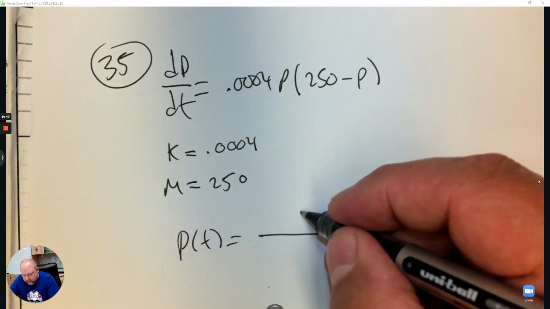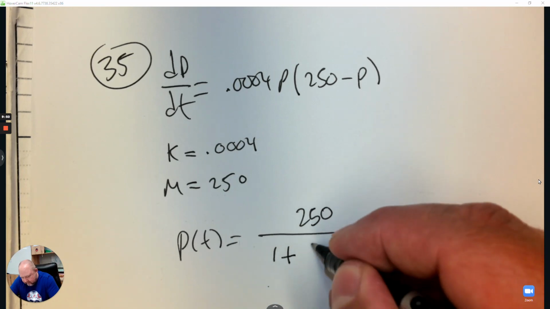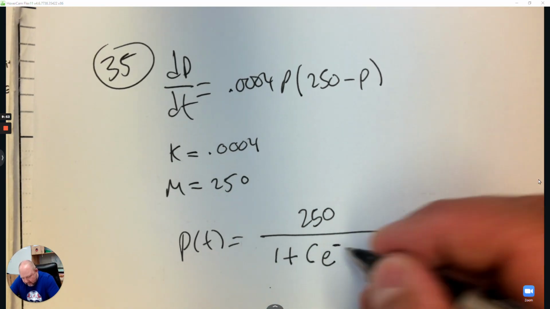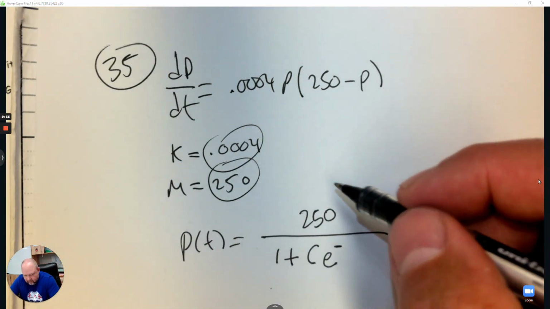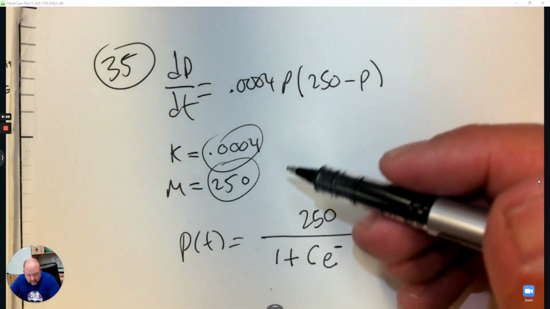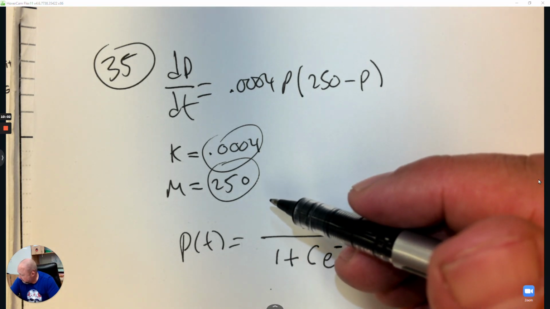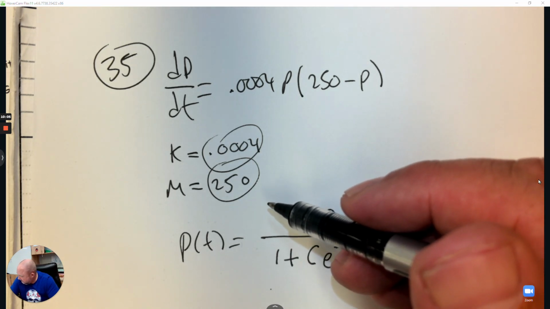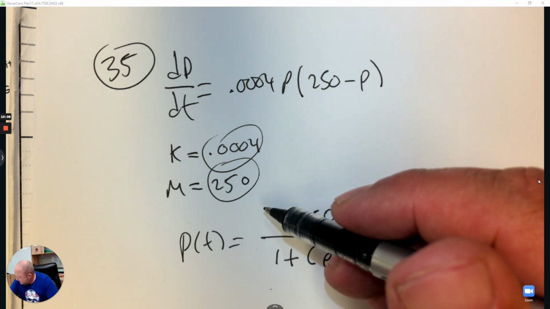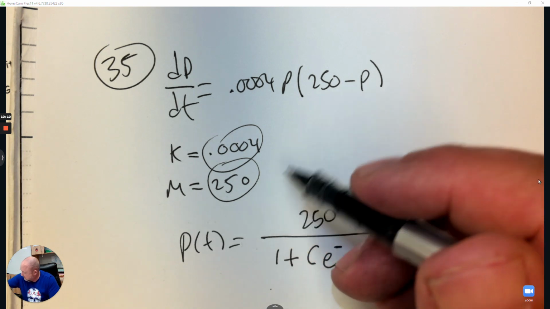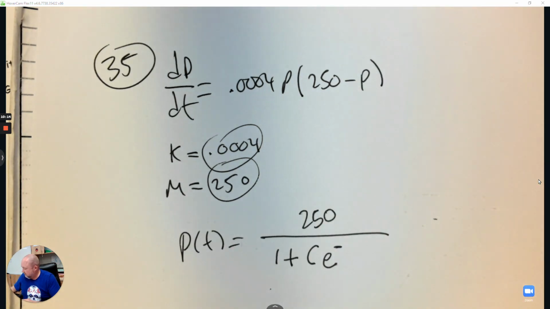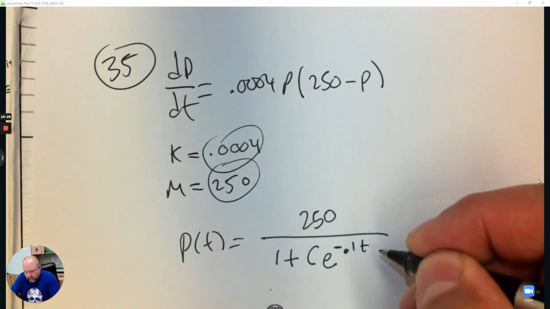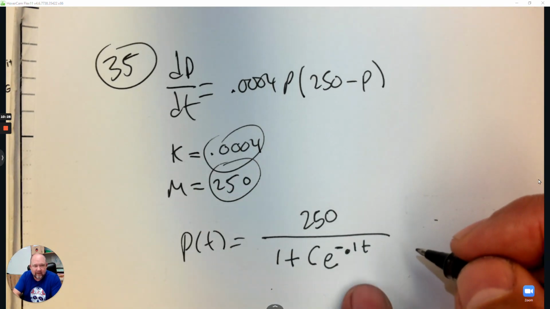And so the formula goes: the carrying capacity over 1 plus C times e to the negative, and I need to multiply these together. So 4 times 250 is 1,000. And move the decimal. So what would that be? Is that just 0.1? 0.0004. 0.1, right? Yeah, 0.1. So if I multiply K times M together, I get 0.1 and it's negative.